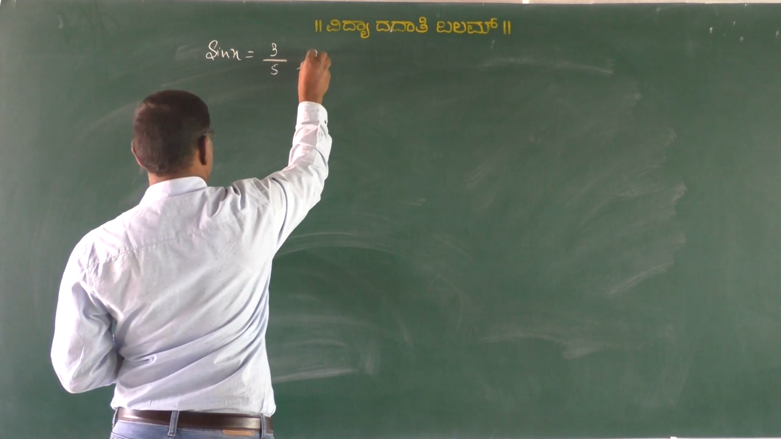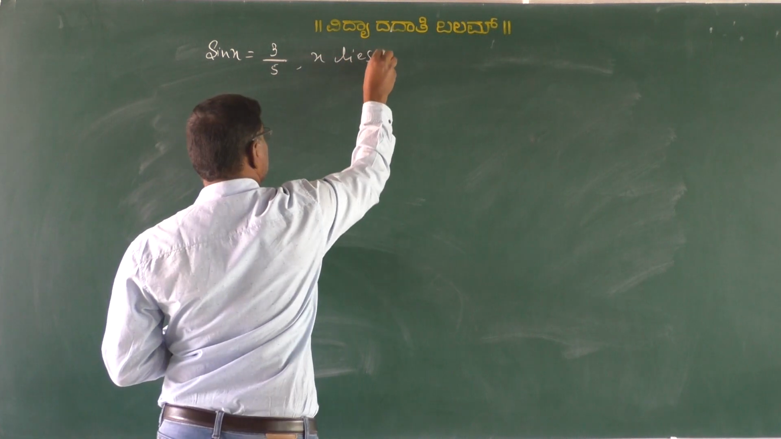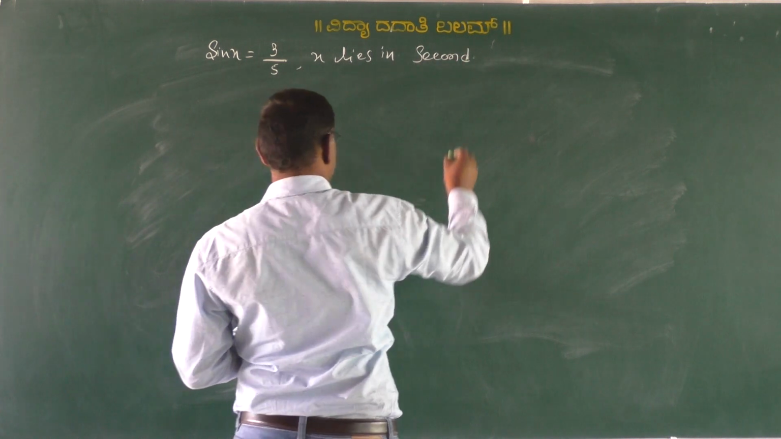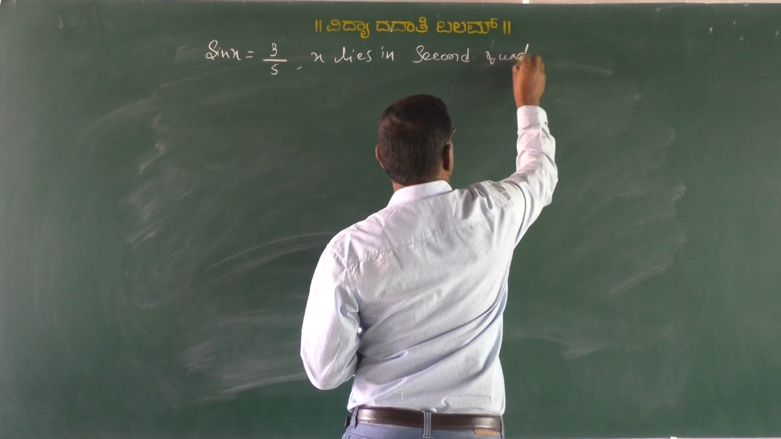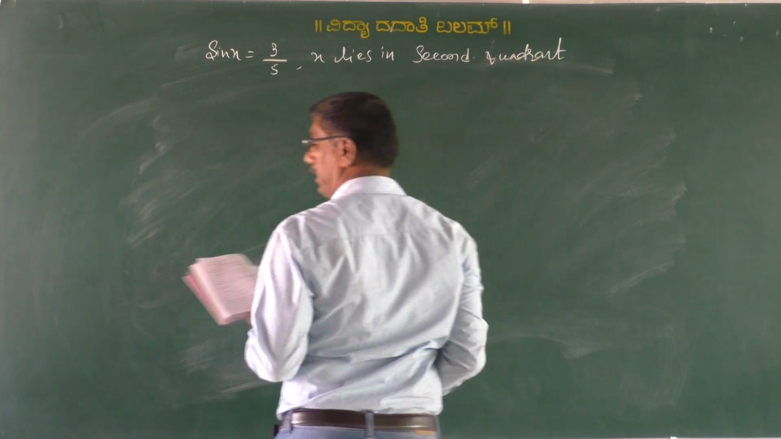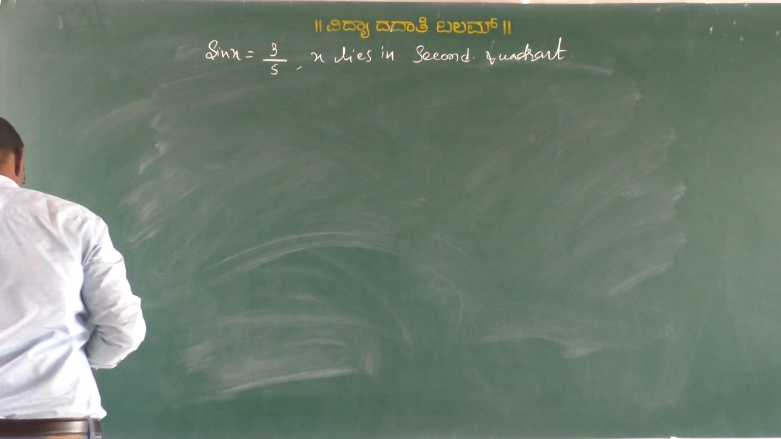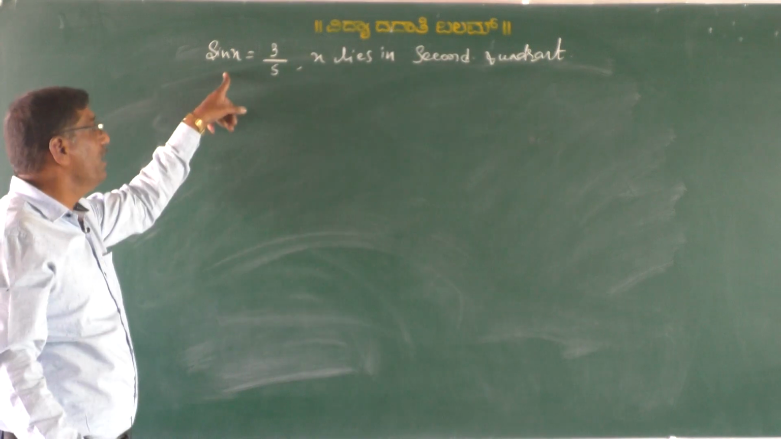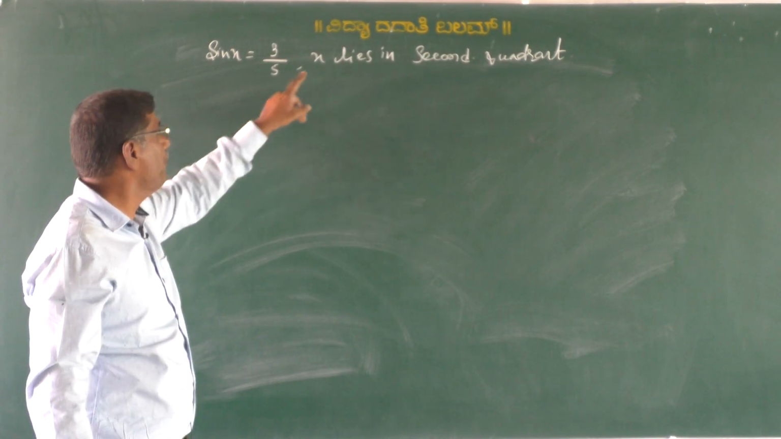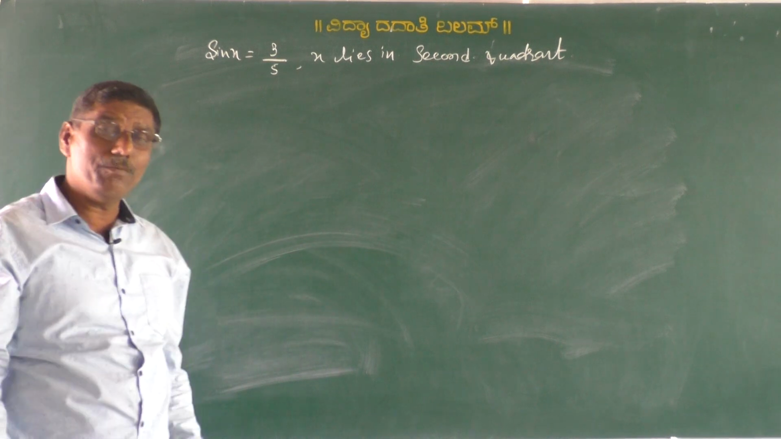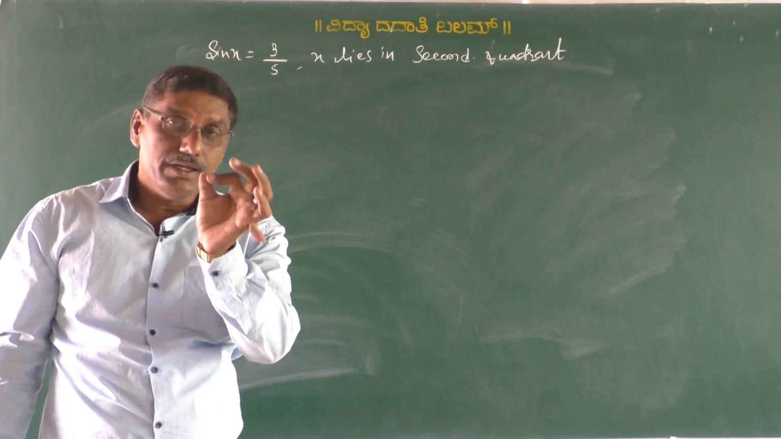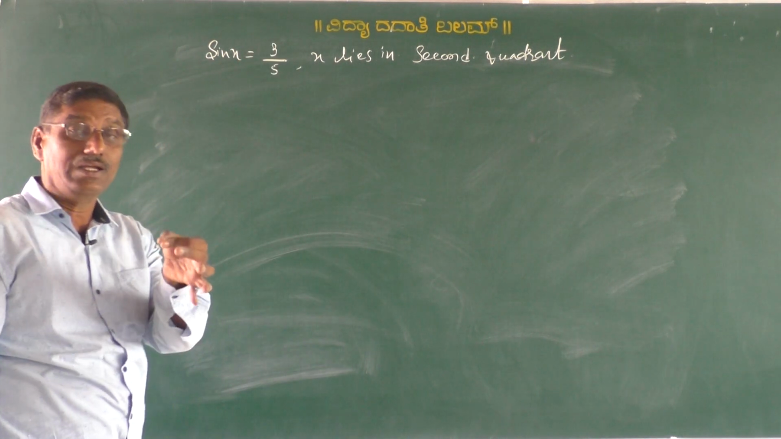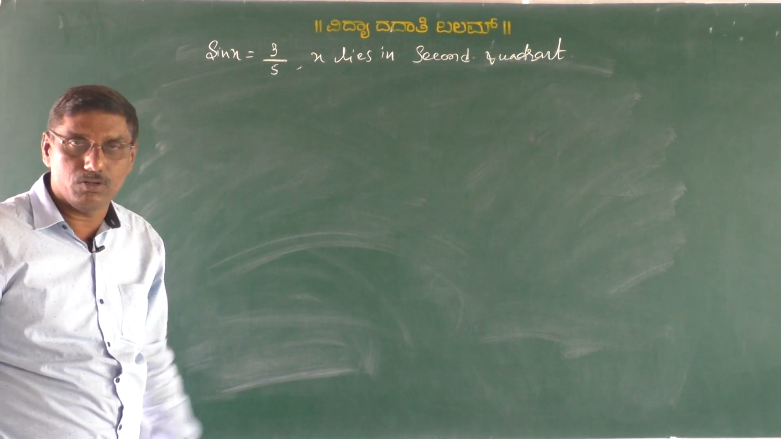Next one, my dear students: sin x is equal to 3 by 5, x lies in second quadrant. This is one of the problems I am going to do. Given sin x is equal to 3 by 5, x lies in second quadrant, you know, my dear students. Sin in second quadrant is positive, no doubt. That is the given result, which is correct, no doubt.